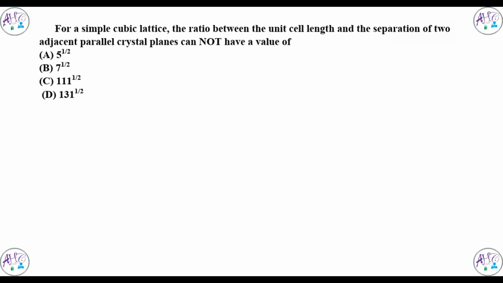Next question. For a simple cubic lattice, the ratio between the unit cell length and the separation of two adjacent parallel crystal planes cannot have values. So they have asked which values of a and d cannot be possible. So simply we know that the distance of separation between two planes, which is d, is equal to d hkl. The separation between two planes is going to be equal to a by root of h square plus k square plus l square.